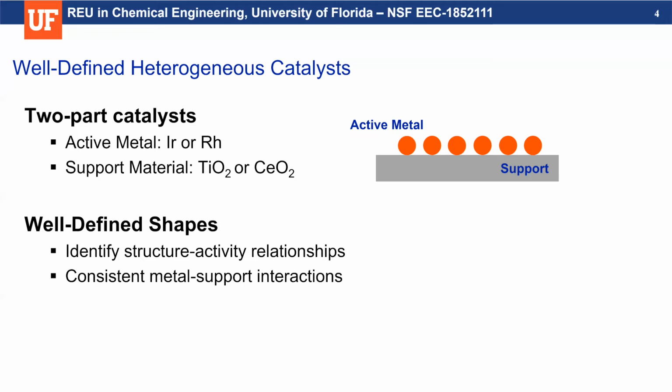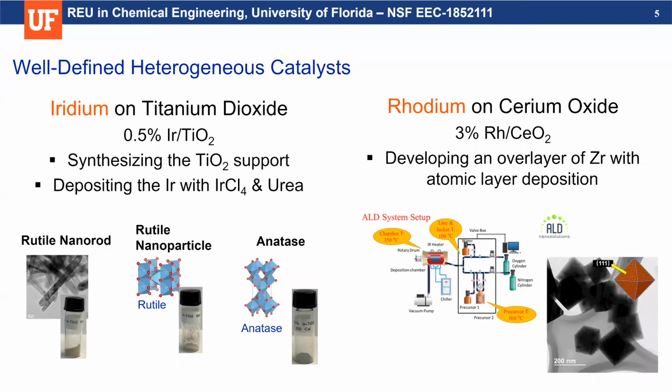This helps us to identify structure-activity relationships and have consistent metal support interactions, since this can influence the properties of the metal. The first catalyst that I worked with was the 0.5% iridium on titania. With this iridium catalyst, our aim was to use three types of titania support to compare their characteristics. These three supports were the rutile nanorod, which we synthesized in lab, rutile nanoparticles, and anatase, both of which were bought commercially. To deposit the iridium onto the catalyst, we used precipitation with iridium chloride and urea.